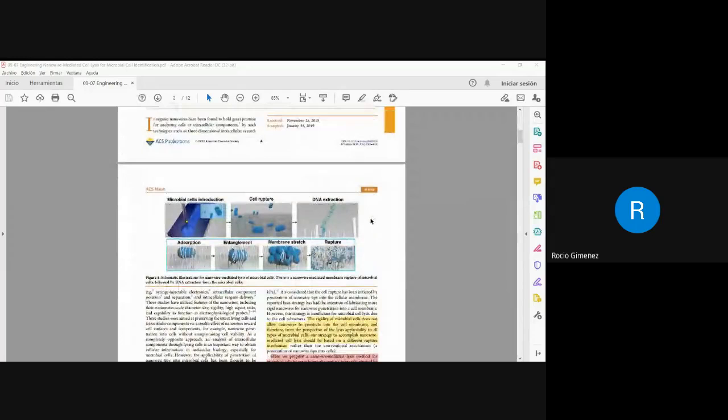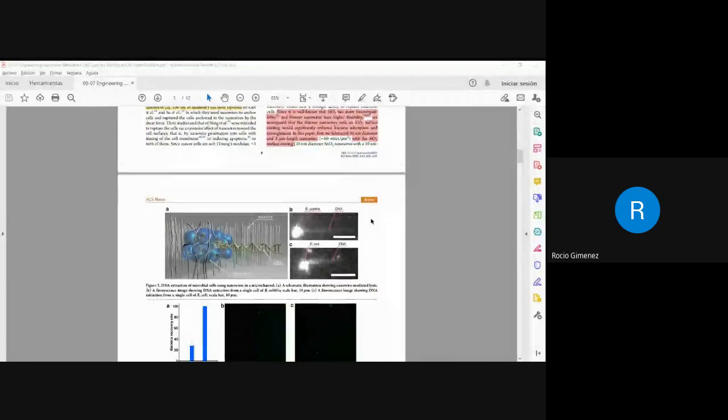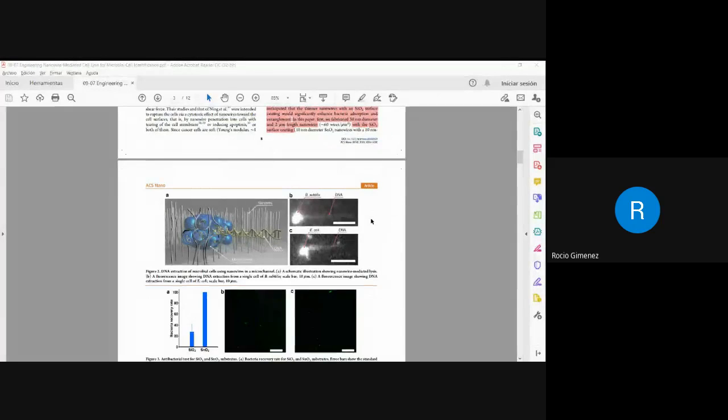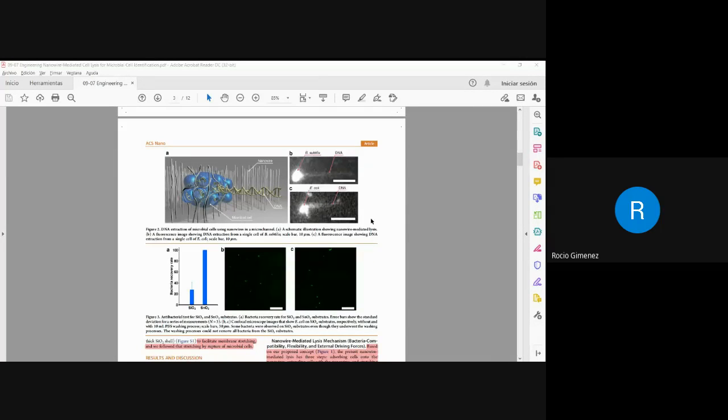So here, the authors propose a nanowire-mediated lysis method for microbial cells by introducing a rupture approach initiated by cell membrane stretching, meaning that the nanowires do not penetrate the membrane. So they use Bacillus subtilis and Escherichia coli as a typical example for gram-positive and gram-negative bacteria. The gram-positive bacteria have strong resistivity to physical damage due to the thick peptidoglycan layer, and the gram-negative bacteria due to their outer membrane.